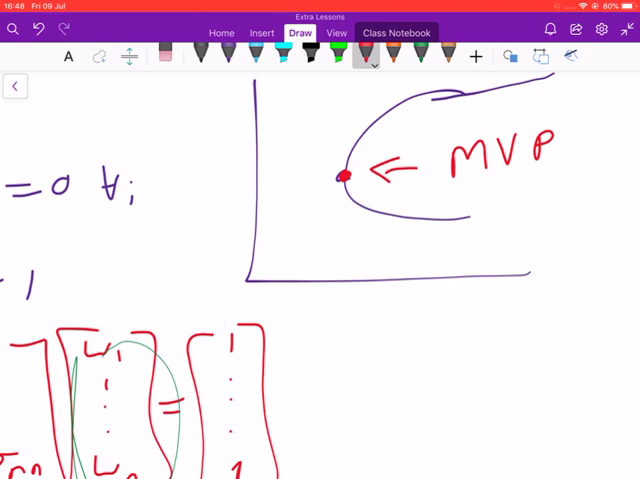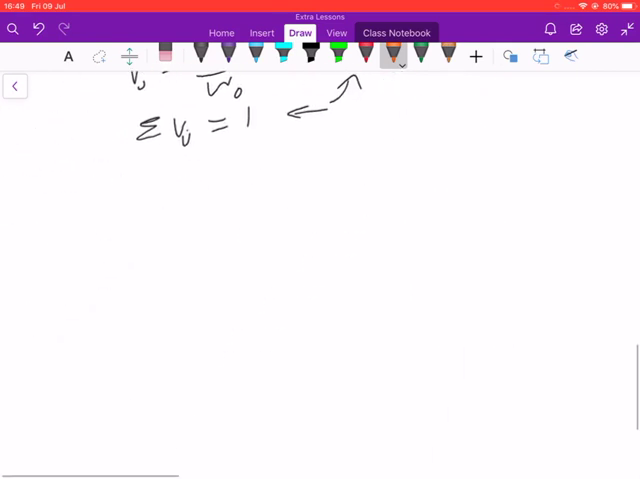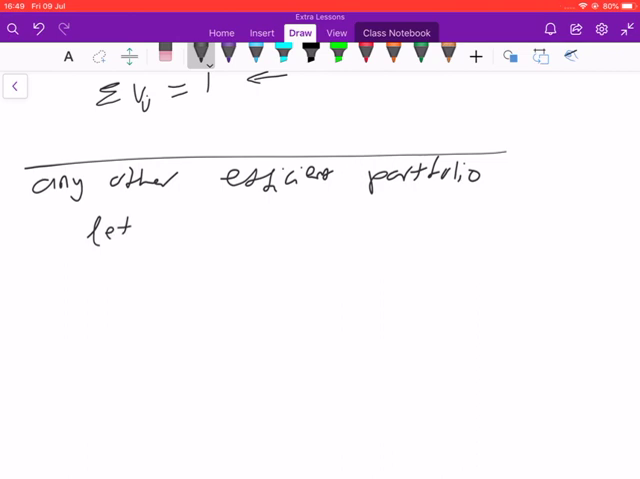So when you try to find the minimum variance portfolio, you're going to say lambda equals 0, mu equals 1, right? But then what if they ask you to find any other efficient portfolio that lies on the efficient frontier? If that's the case, what you will do is let lambda equal 1 and mu equal 0, and then you're going to solve.